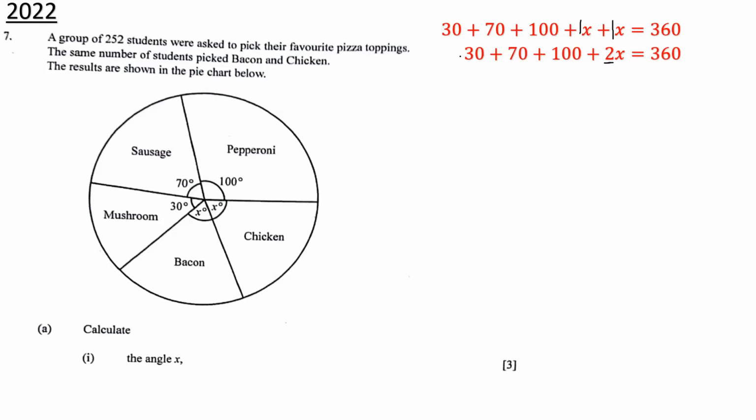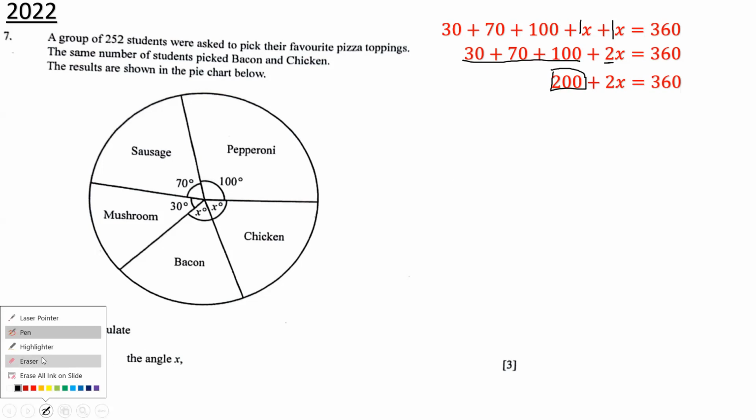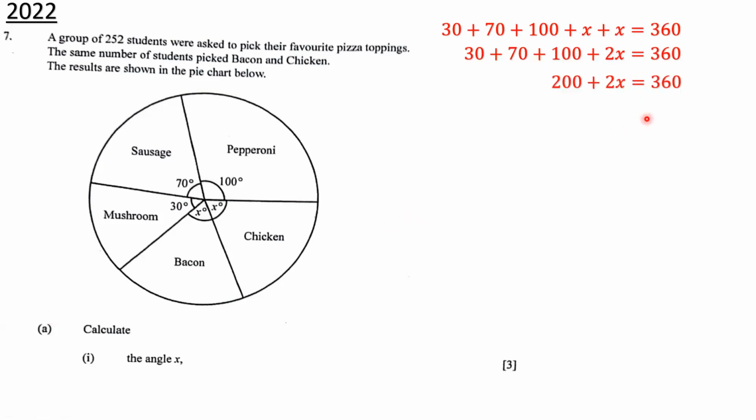And then now we're going to add up our numbers, right? So what is 30 plus 70 plus 100? That's going to give us 200, right? So we have 200 plus 2x equals 360. Again, we have 200 plus 2x equals 360. We're going to send the 200 over the equal sign. And it was a positive 200. Now it becomes a negative 200.